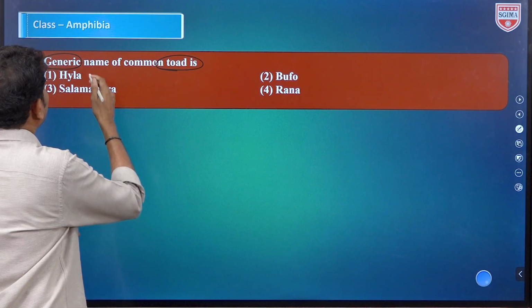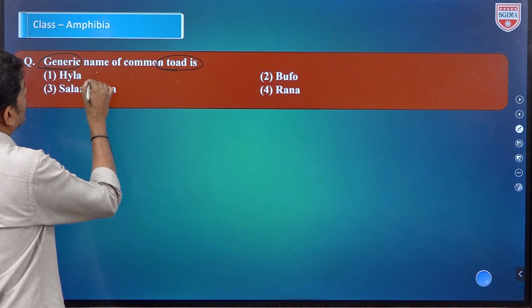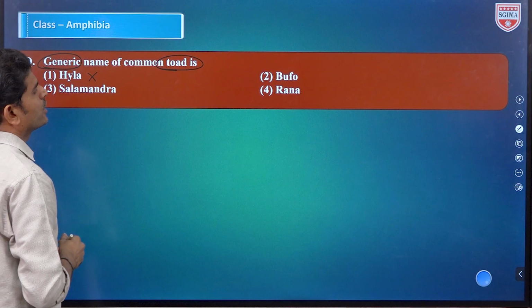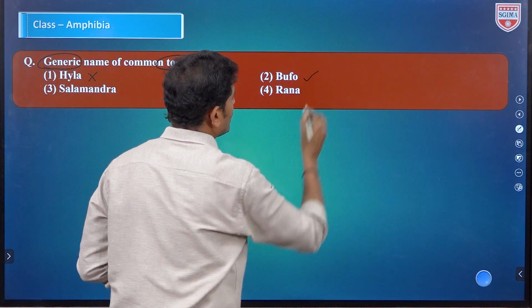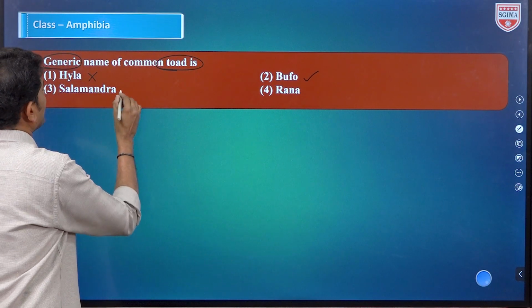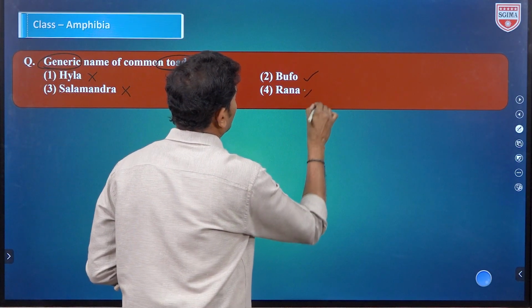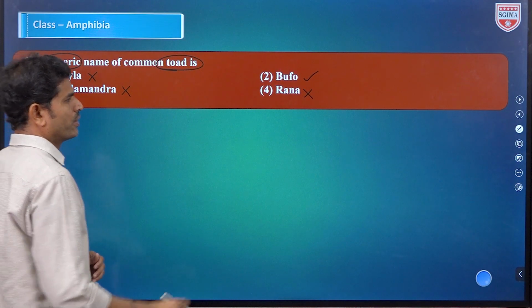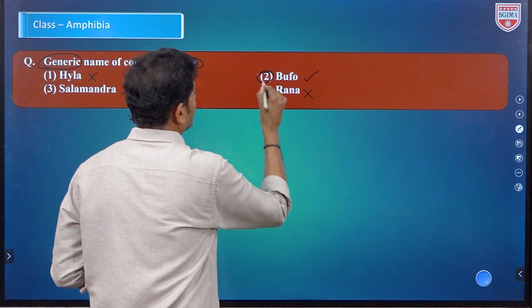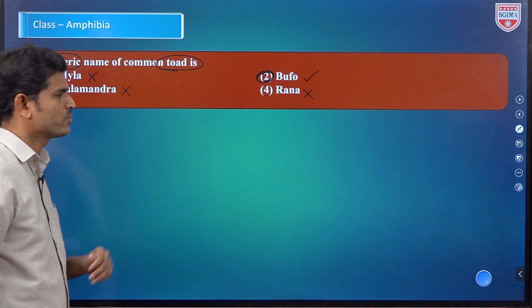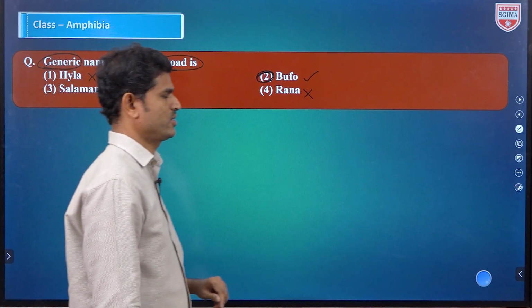That is Hyla. Hyla is not a toad. Next one is Bufo. Bufo is a toad only. Next one Salamandra. This is not a toad. And Rana. Rana is an aquatic frog. This is also not a toad. So the generic name of toad here is Bufo. So the second option is correct.